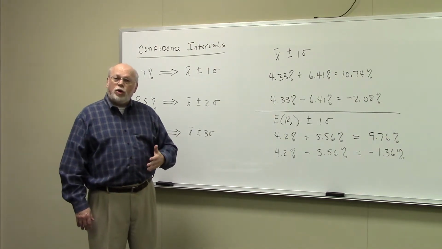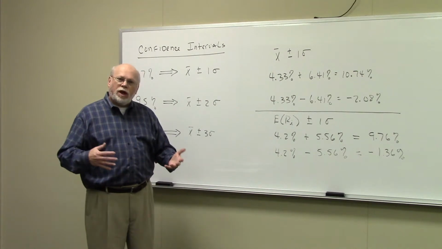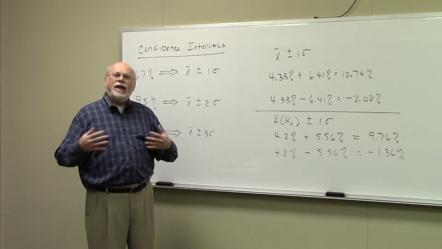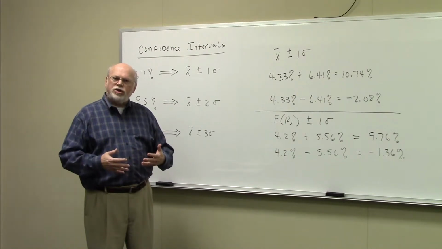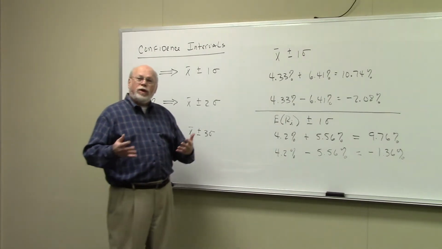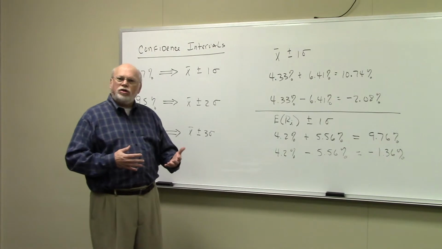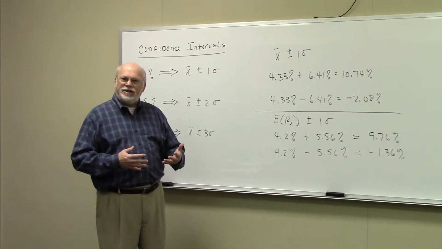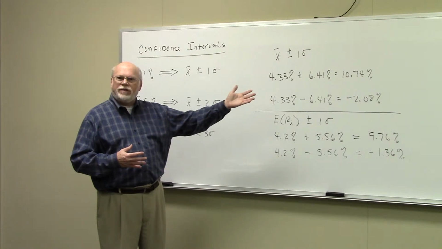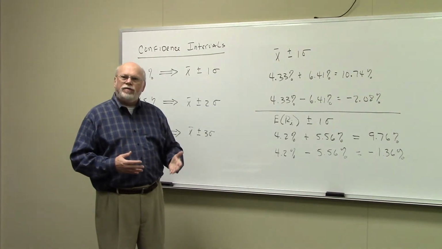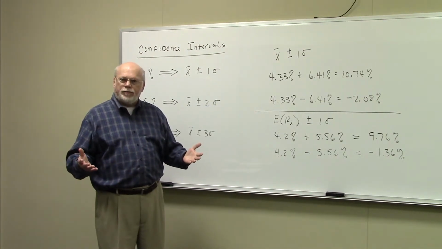The way you would interpret this for a boss or a client or for yourself, really, is that in the next time period, assuming these are quarterly returns, in the next quarter, we expect the returns of the asset, Security Eye in this case, to be somewhere between a positive 10.74% and a negative 2.08%.